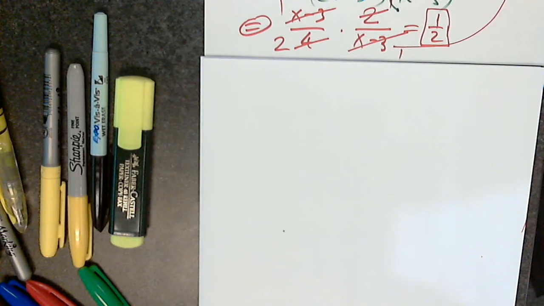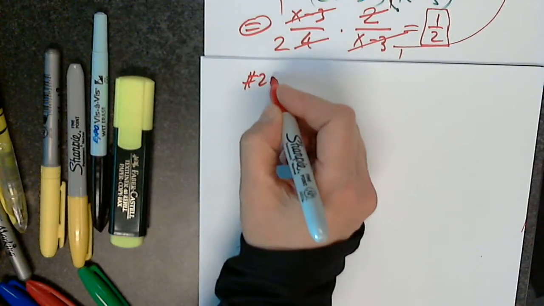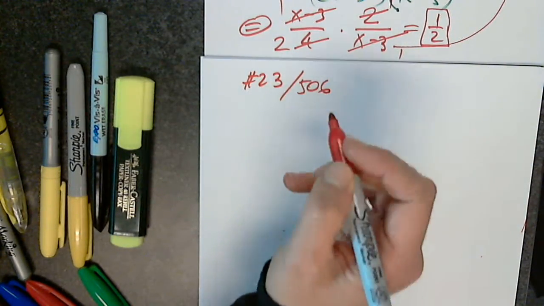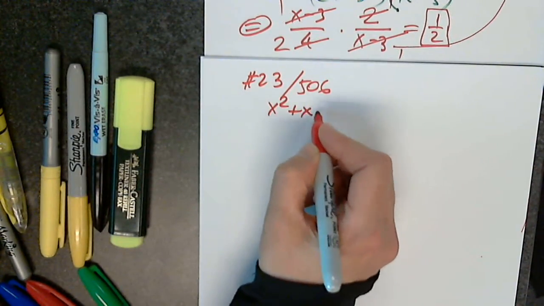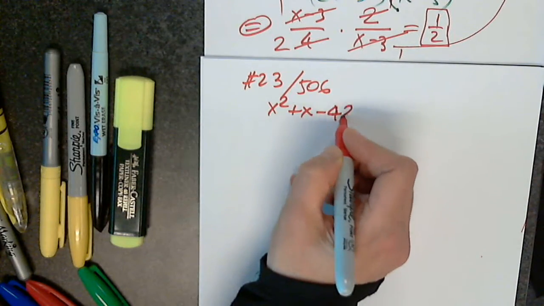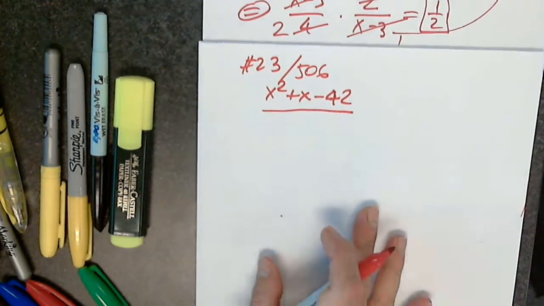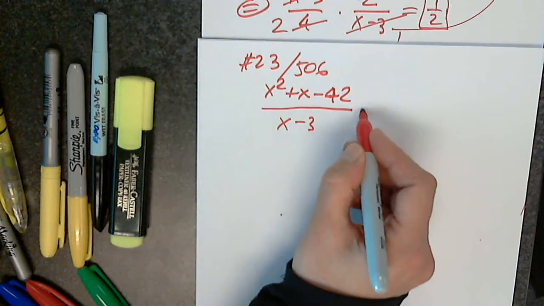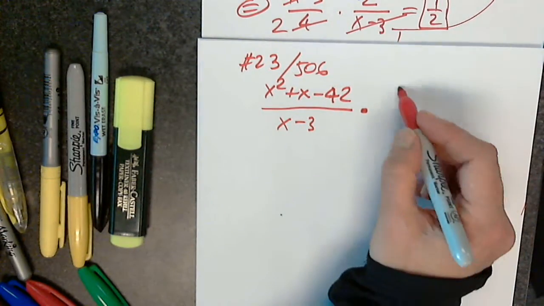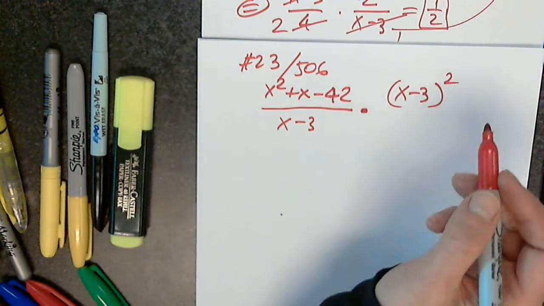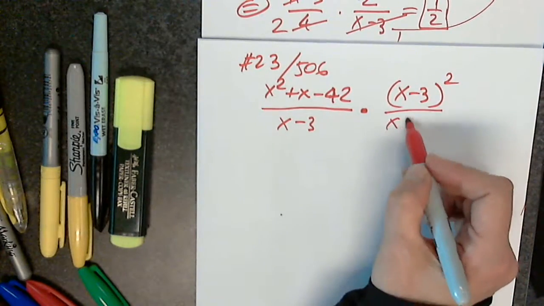And I would like to look at 23 on page 506. So x squared plus x minus 42, everything divided by x minus 3. And this time is multiplied by x minus 3 squared divided by x plus 7.